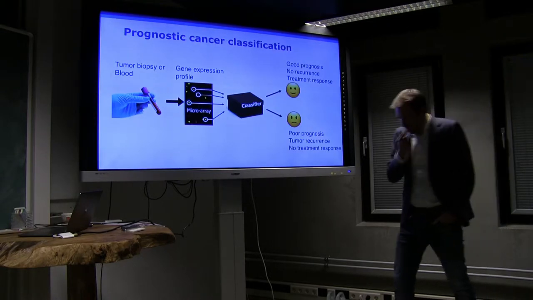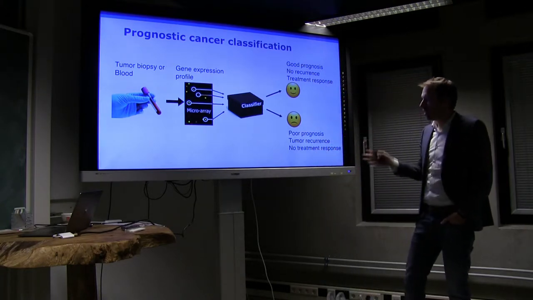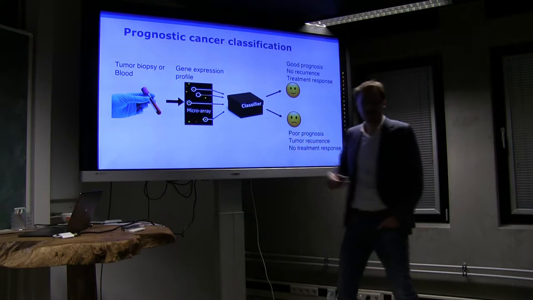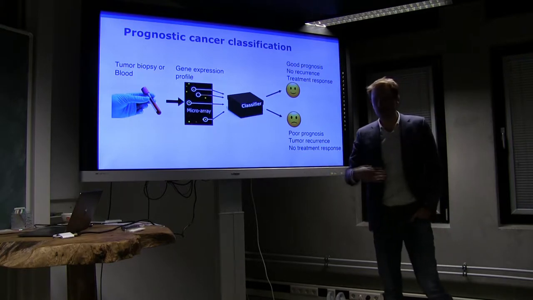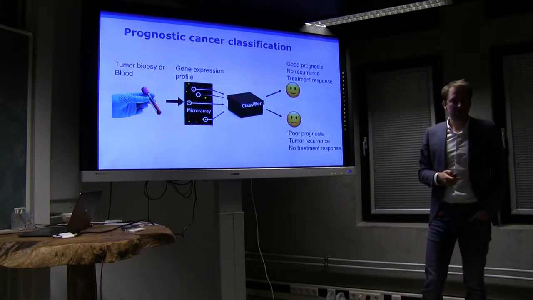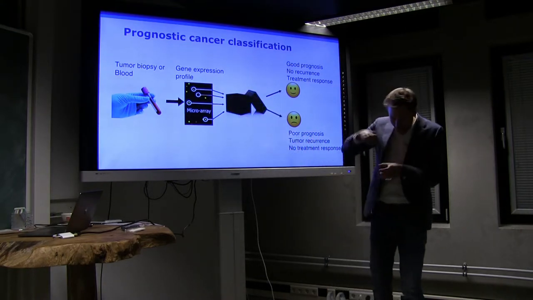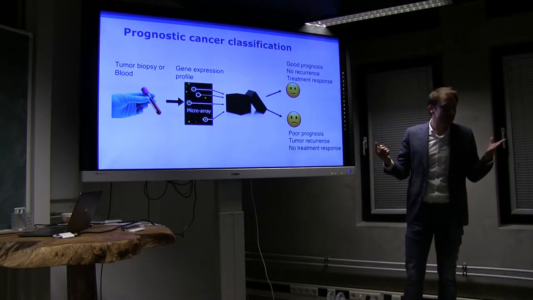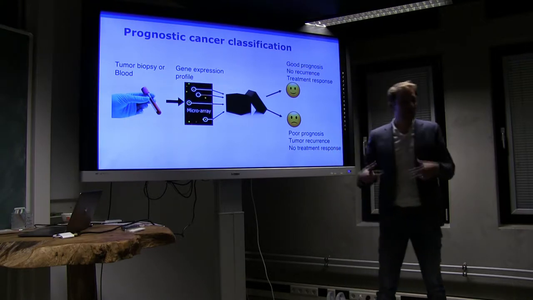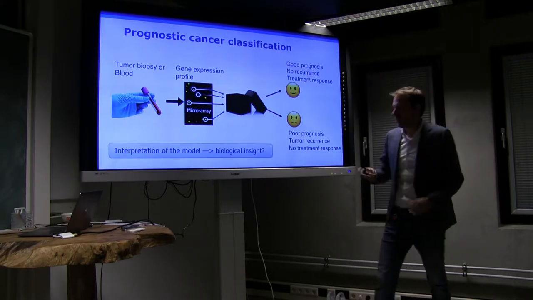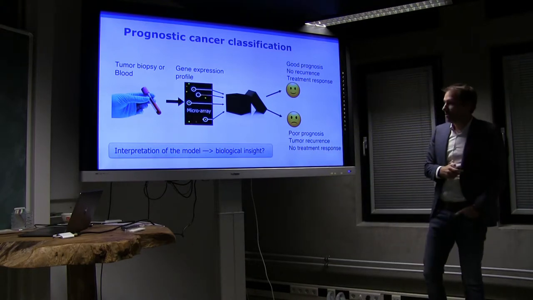Something that we do in the lab is to say, okay, we can make this classifier for this relapse, yes or no, or whether the treatment works, yes or no. But wouldn't it be interesting if we take this classifier that apparently works, open it up, and look to see what's inside? Why does it work? And if we understand why it works, maybe we learn something new about the underlying biology. That's the general idea. It's called interpretability. Can we, by interpreting the model, also learn something about the biology?